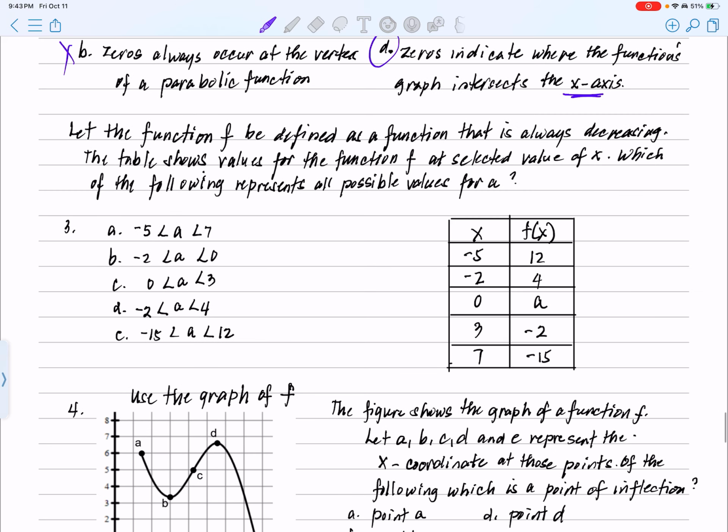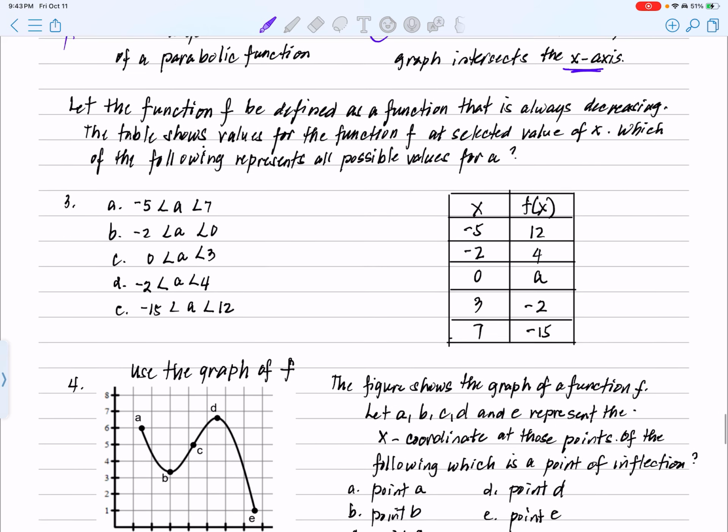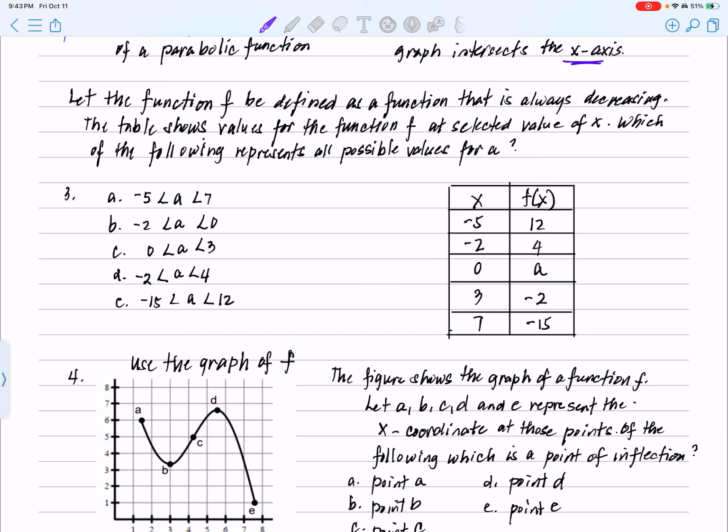Let the function f be defined as a function that is always decreasing. So our function here is always decreasing. Okay? The table shows the value of the function at selected values of x. Which of the following represents the possible value for a?